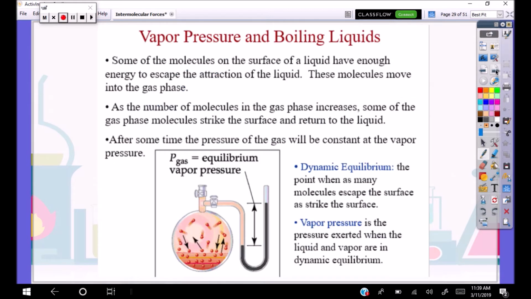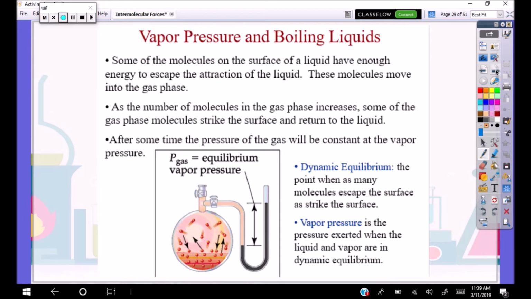This leads us into our discussion of vapor pressure and the boiling of liquids. Some of the molecules on the surface of the liquid do have enough energy to escape the attraction of the liquid, and that can cause things to move in the gas phase. This is why things evaporate at room temperature. It's due to this vapor pressure. The vapor pressure is the pressure of the molecules above the surface colliding with the molecules at the surface. So as the number of molecules in the gas phase increase, the vapor pressure is said to increase, and when they strike the surface, they can return to the liquid.